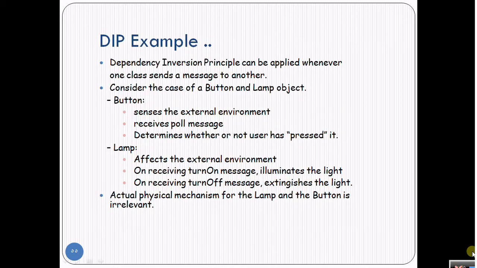DIP example. The dependency inversion principle can be applied whenever one class sends a message to another. Consider the case of a button and lamp object. The button senses the external environment, receives a poll message, and determines whether or not the user has pressed it. The lamp affects the external environment, receiving a turn-on message.